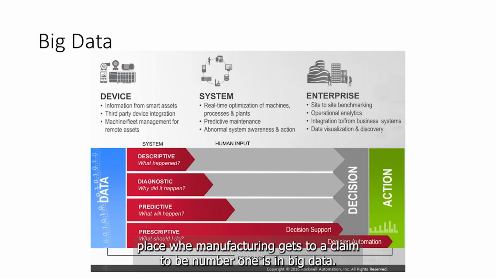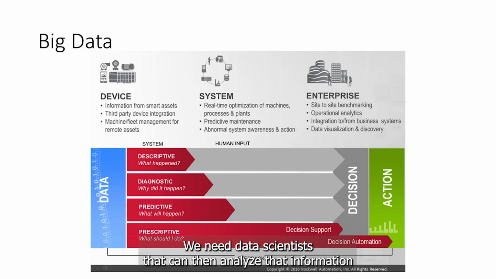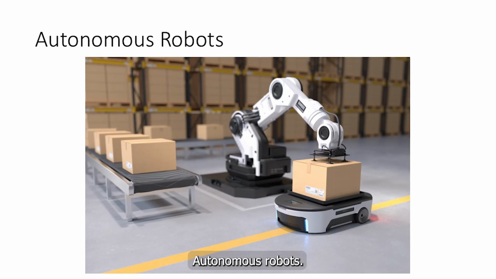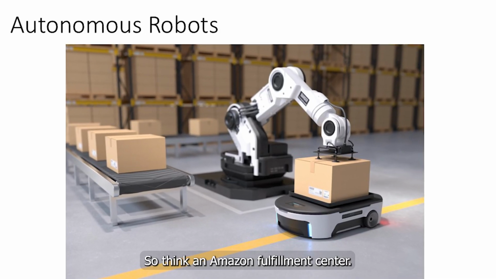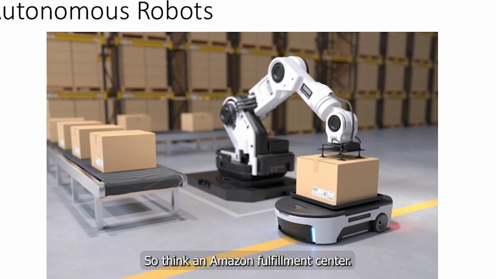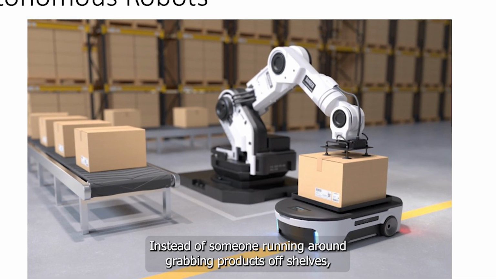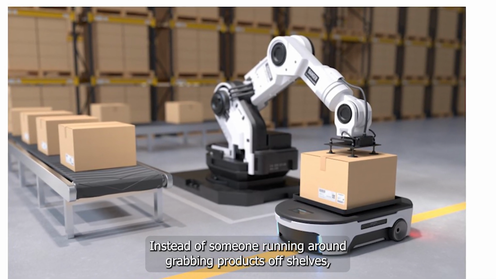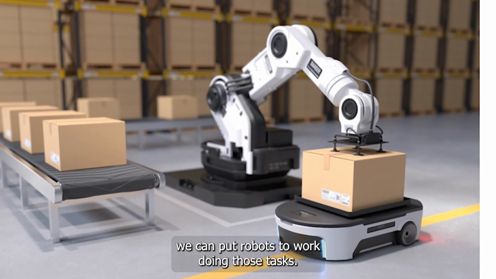And then another place that manufacturing gets to claim to be number one is in big data. We generate the most data in manufacturing. We need data scientists that can then analyze that information and use it for the decisions that need to be made to produce our products more effectively and efficiently. Autonomous robots. So think an Amazon fulfillment center. Instead of someone running around grabbing products off shelves, we can put robots to work doing those tasks.